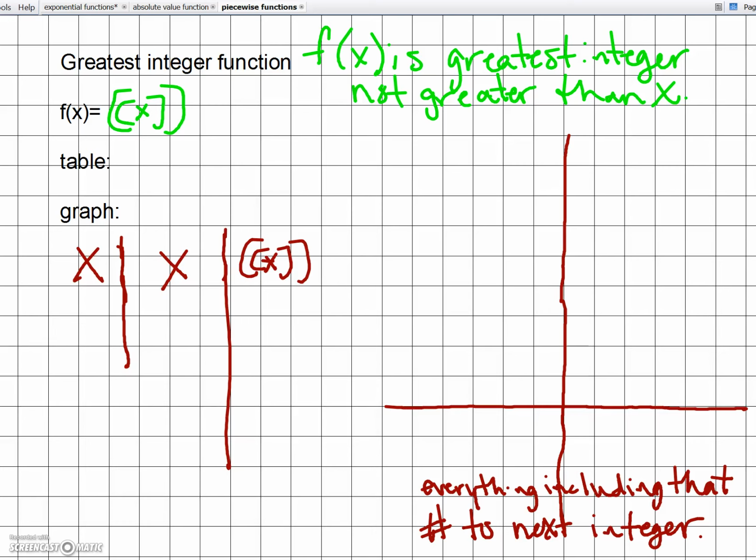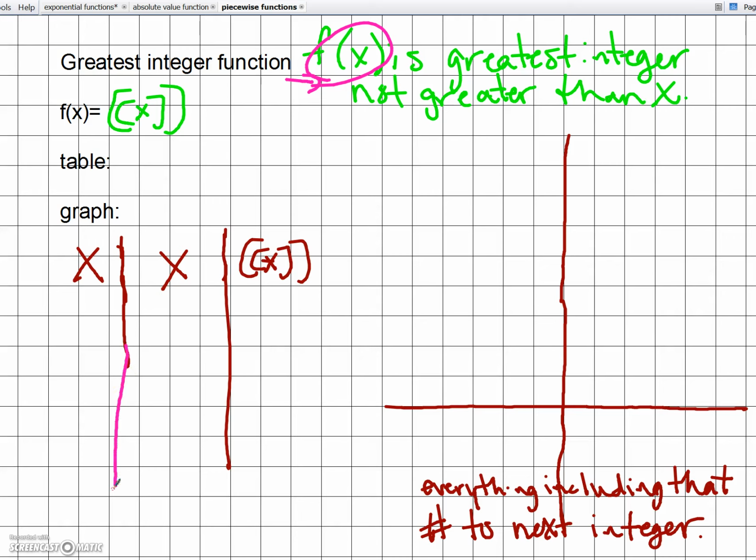Hey guys, I'm going to talk to you about greatest integer functions. Now these are pretty complicated in my opinion, but once you get the hang of it, it should make perfect sense to you. So, what is a greatest integer function? What this is, if f of x, talking about the function, is the greatest integer that is not greater than x. Now right now that probably makes absolutely positively no sense to you, but let's make sense out of it.